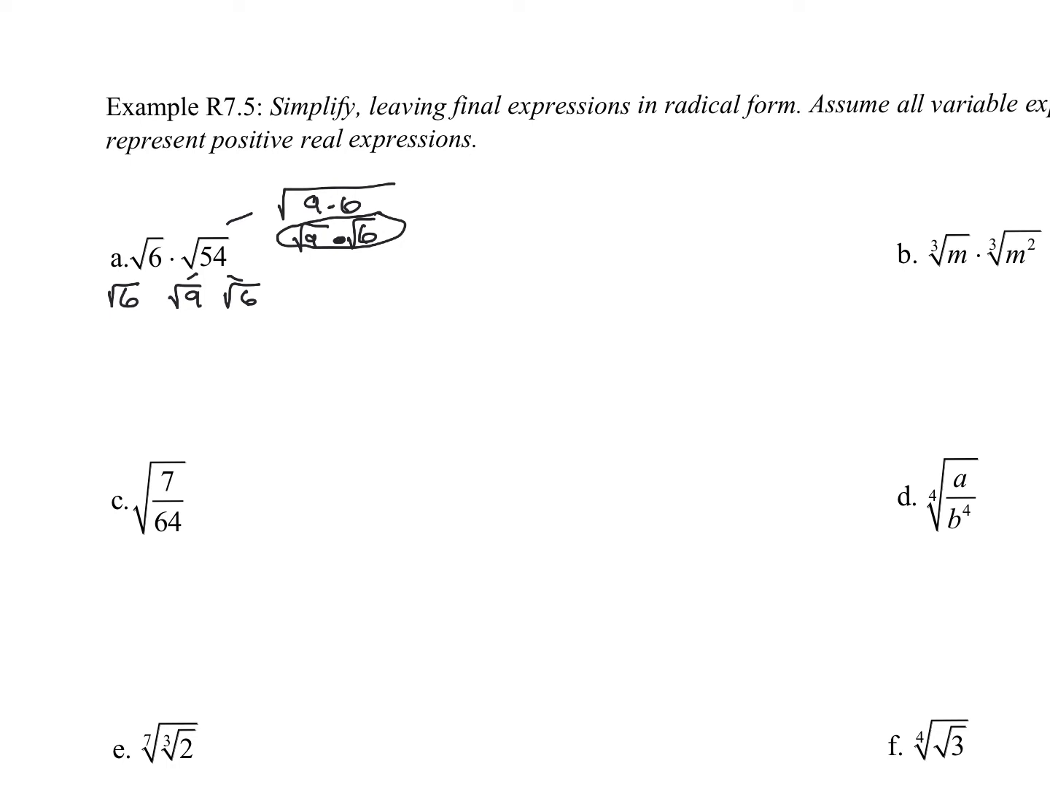So now, I have right here and right here, the square root of 6 squared, which makes just a 6. And then right here, the square root of 9 is a 3. And then 6 times 3 is 18. So 18 is my final answer.